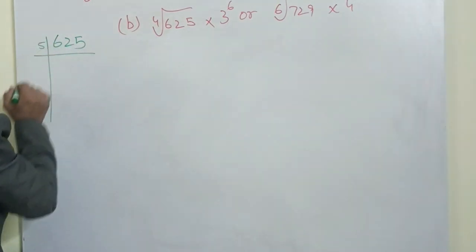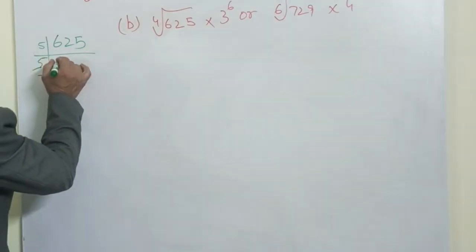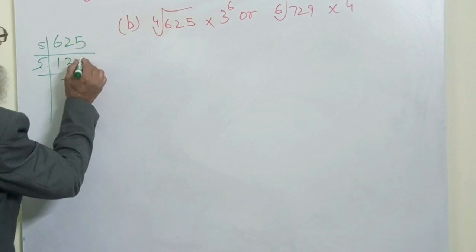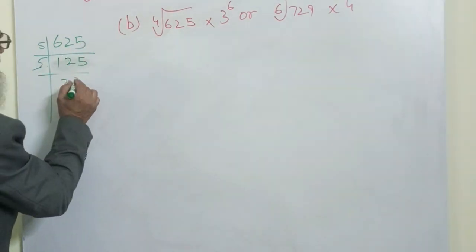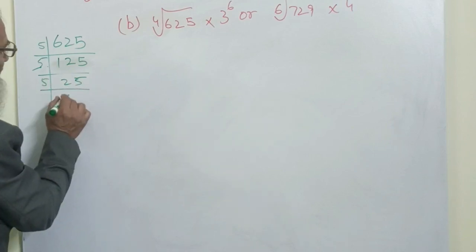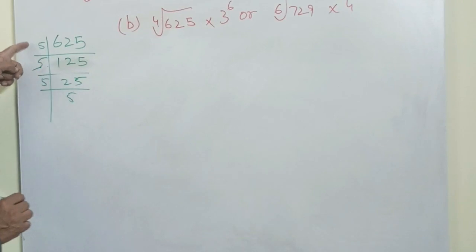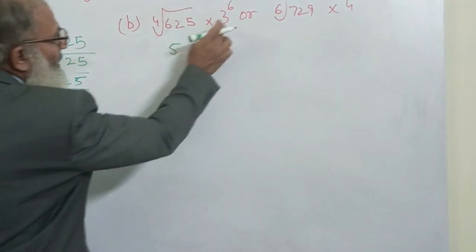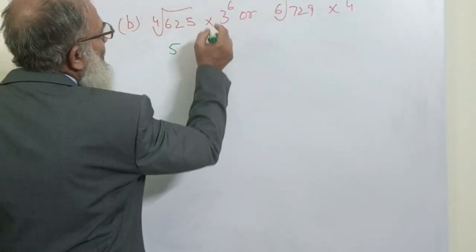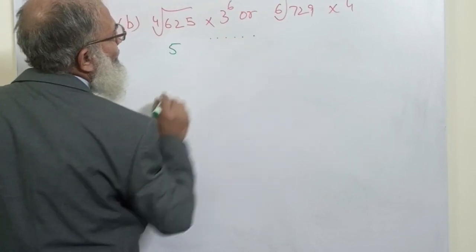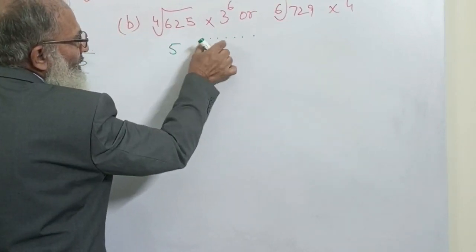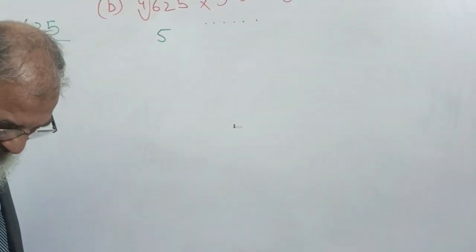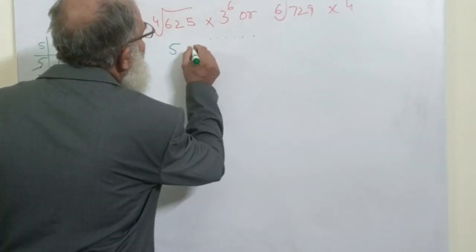Now this is 625, so it is only divisible by 5. 5 one time, 5 two times, 5 two times, and 5 five times. Now you see 4, and we have four 5s, so the answer of this is 5. And for this you have to multiply 1, 2, 3, 4, 5, 6. Now these are 27, this is 27, this is 27. So this is the square of 27, so this is 729.